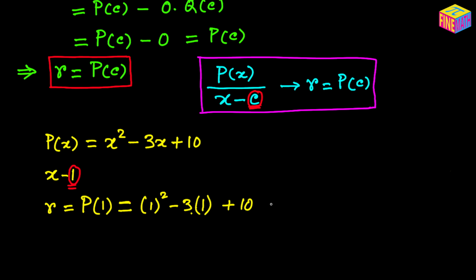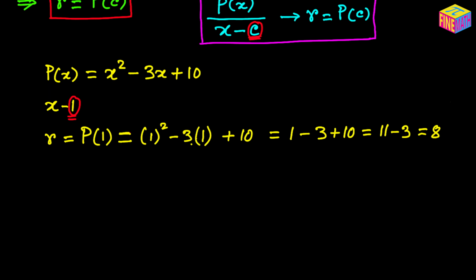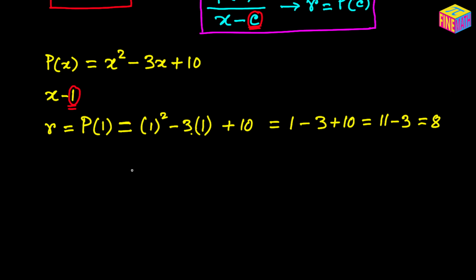So this is equal to 1 minus 3 plus 10, that is 11 minus 3, which is equal to 8. So if x squared minus 3x plus 10 is divided by x minus 1, the remainder will be 8. Now, can we have a quick look, or can we do a quick division? Let's do a quick division here.